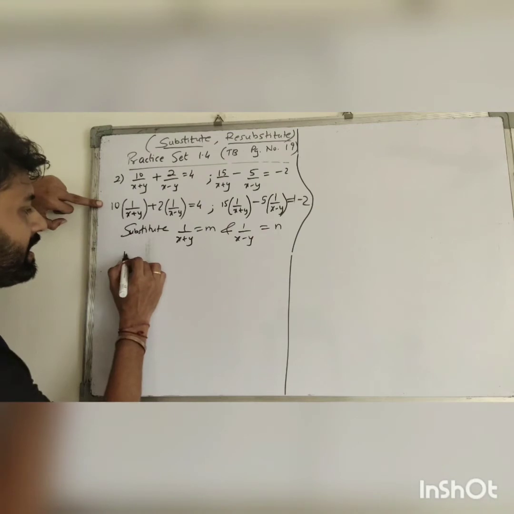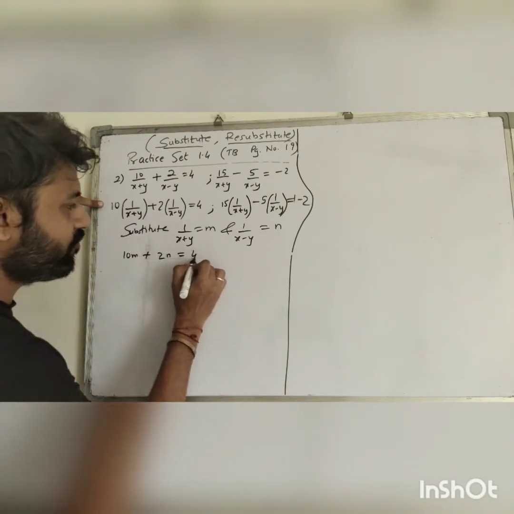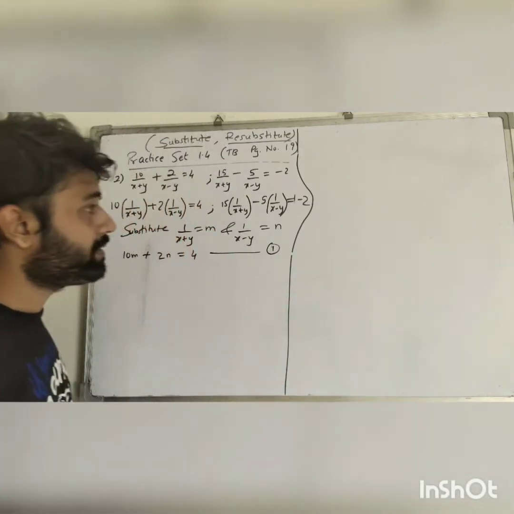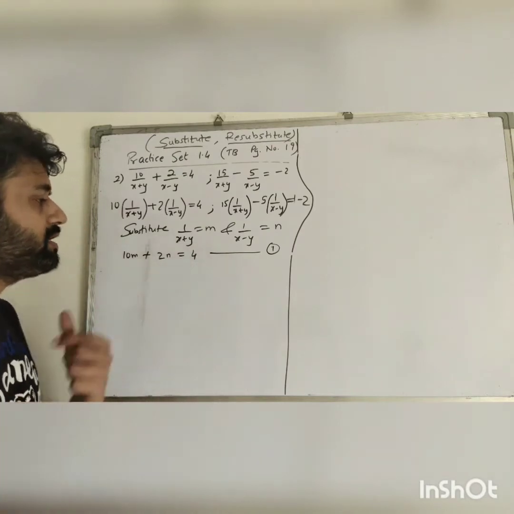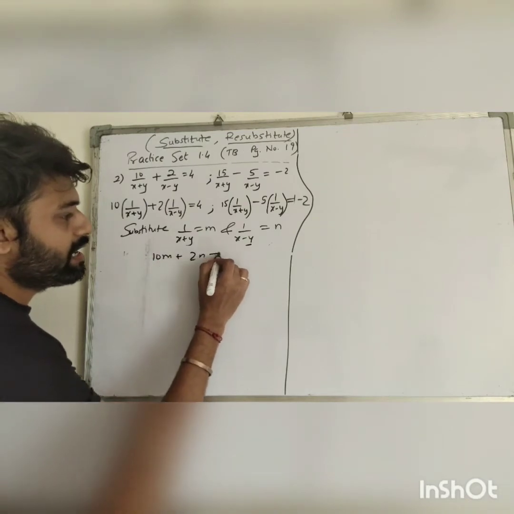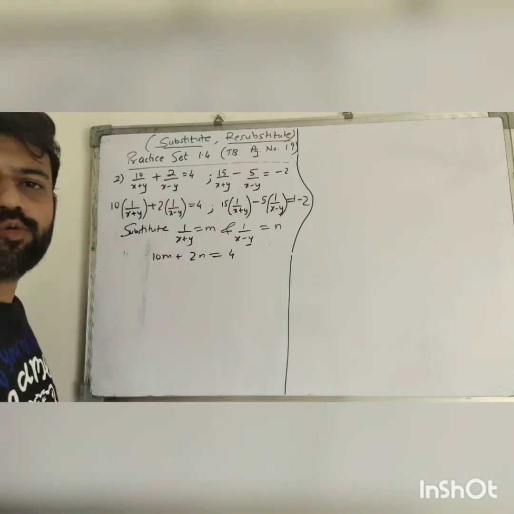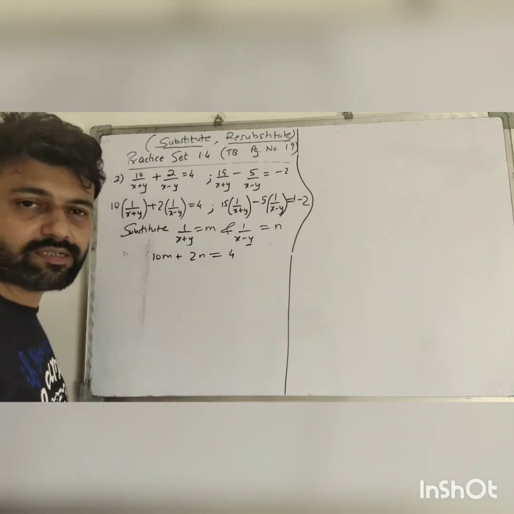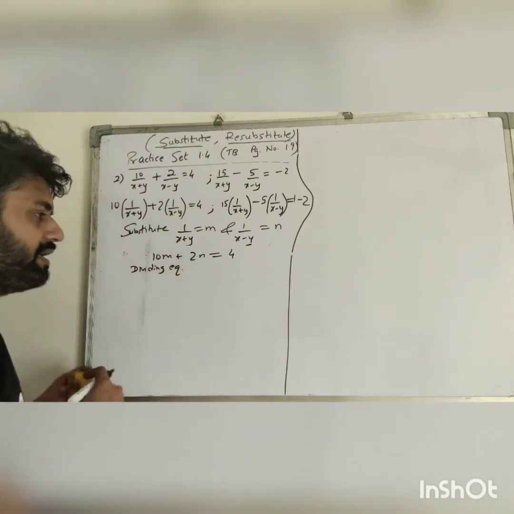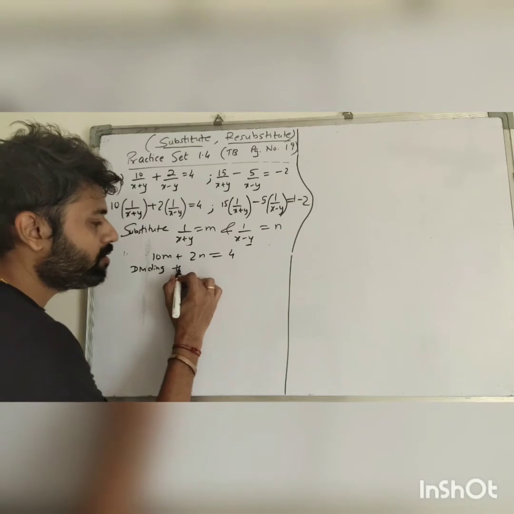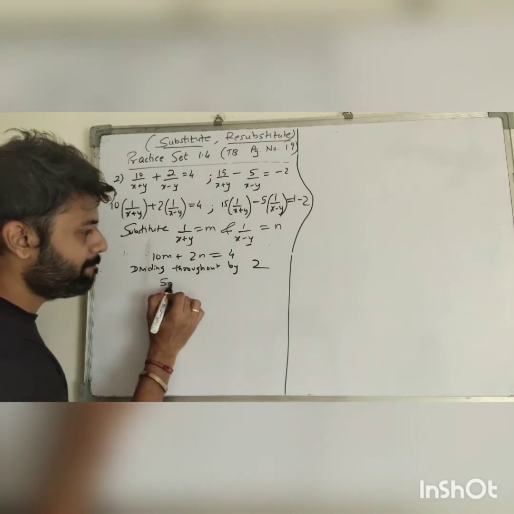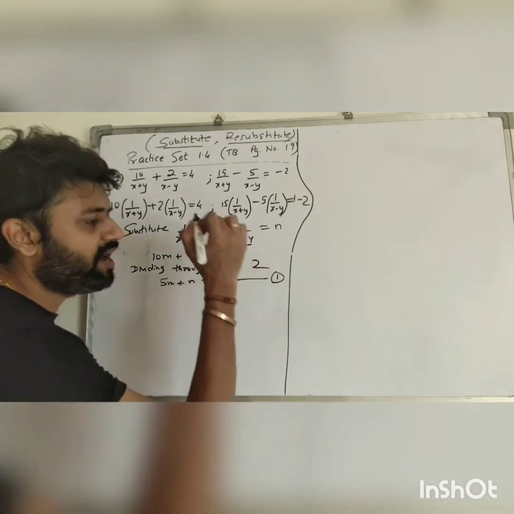So we get 10m plus 2n is equal to 4. This is equation number 1 you can write. But a very special, very important thing: before you number it 1, we have a chance of dividing this equation by 2. Whenever you get this chance, never miss it. Here I get a chance of dividing throughout by 2. We get 5m plus n is equal to 2, equation number 1.